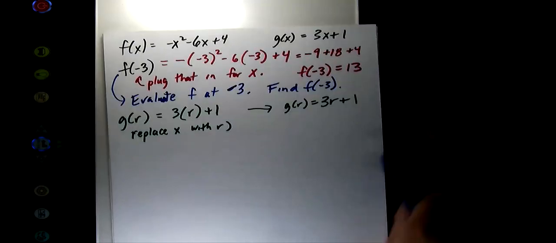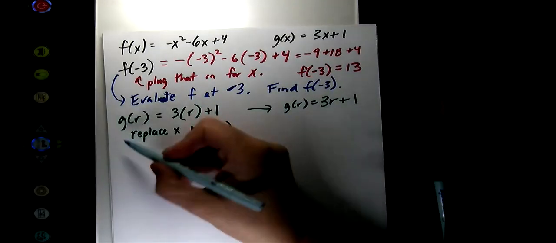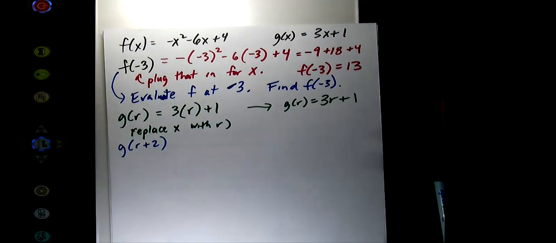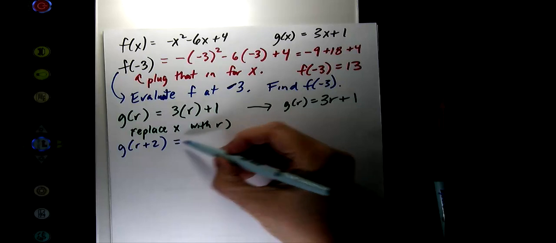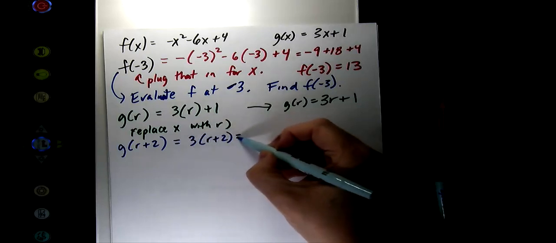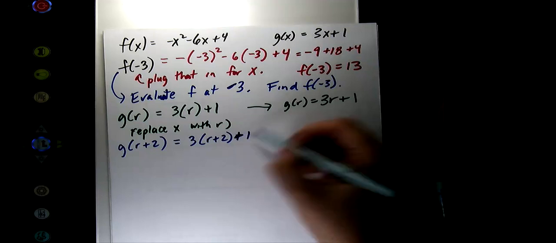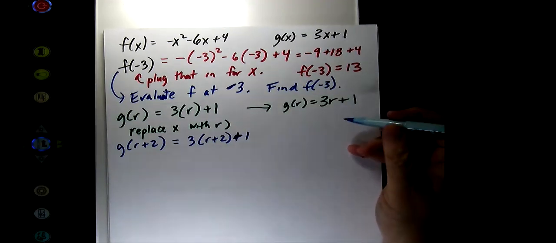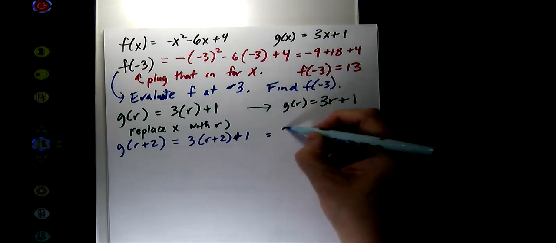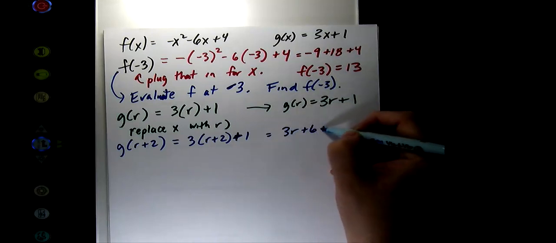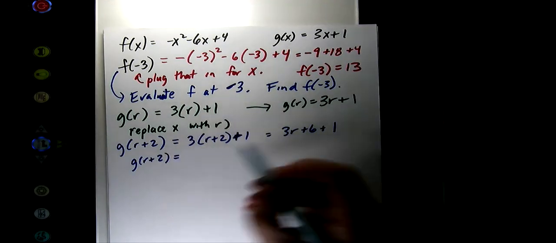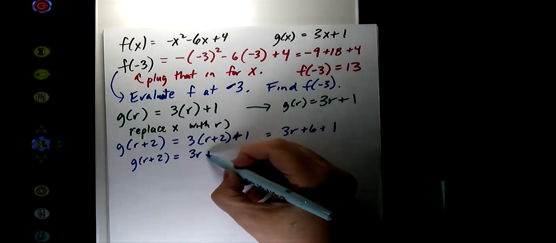We can do things like different values of R. I can have like R plus 2, which means replace the X in G of X with R plus 2. That's 3R plus 6 plus 1. So G of R plus 2 equals 3R plus 7.